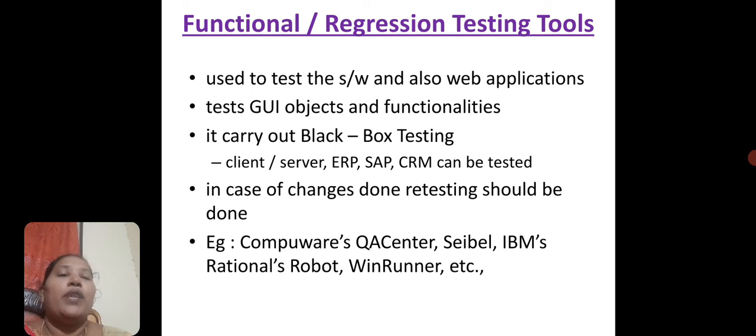So if you are making some changes, that will be retested again. That is called regression testing. If any part or any functionality is changed, that particular functionality will be retested again. These are some of the automated testing tools you have for checking the functionality: CompuWare, QA Center, Sable, IBM's Rational Robot, and WinRunner. Apart from that, you have a number of other tools.